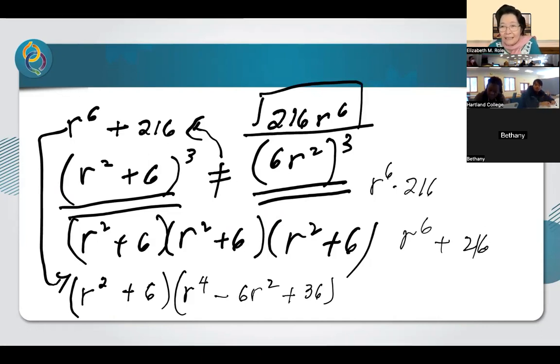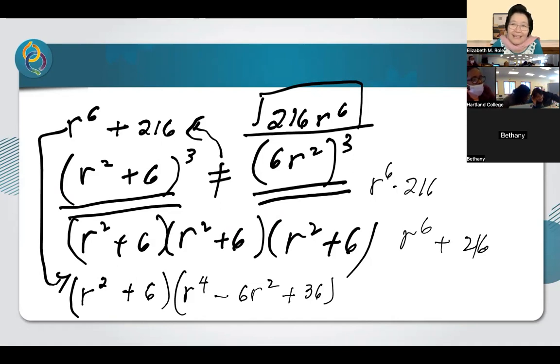Is that okay? Yes. Now it makes sense, because you have factorized. You leaving it like this, I was confused, like r squared plus 6 times r squared plus 6 times r squared plus 6. You left it like that. Yeah, sure.